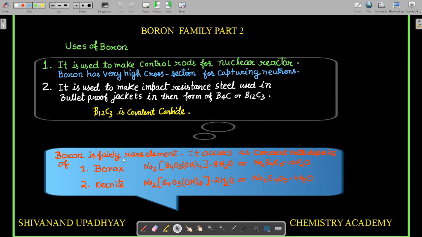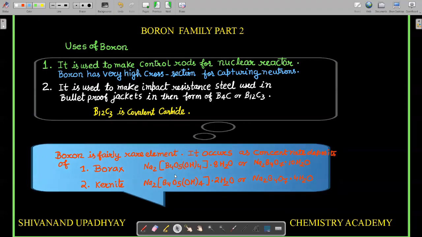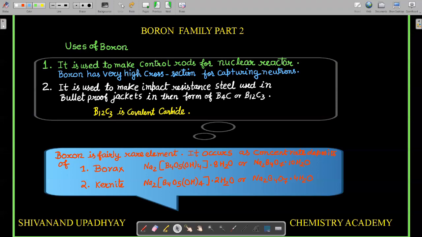Boron is a fairly rare element. It occurs as concentrated deposits in the form of borax and kernite. Both are chemically the same. The only difference is the water of crystallization. In case of borax, the water of crystallization is 8, while in case of kernite, the water of crystallization is 2. So we can write boron in this form, but we are going to discuss how to write this formula.